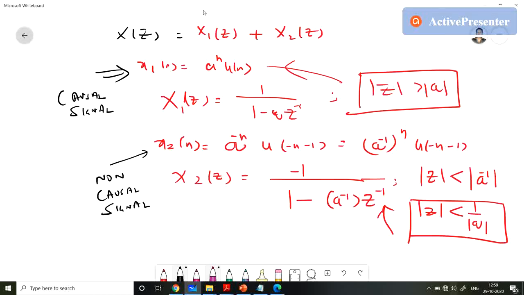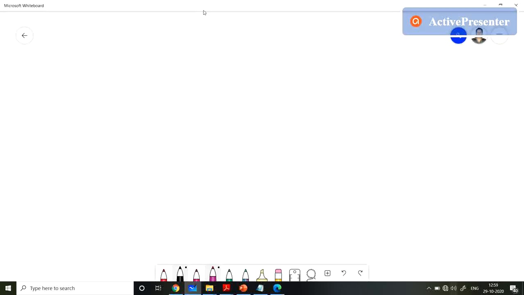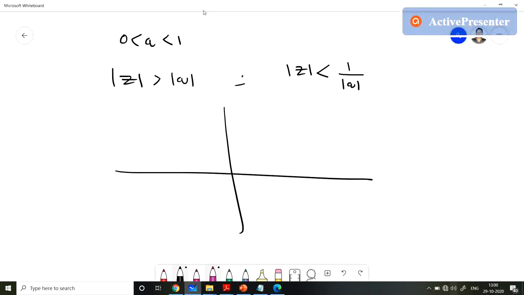Now consider the case when the value of A is between 0 and 1. So we have two ROCs. The first ROC is modulus of Z greater than A, and the other ROC is modulus of Z less than 1 divided by modulus of A. Let us plot these ROCs and find out if there is any common ROC between them, because if there is no common ROC, then the Z transform will not be possible. So the first case is A less than 1.